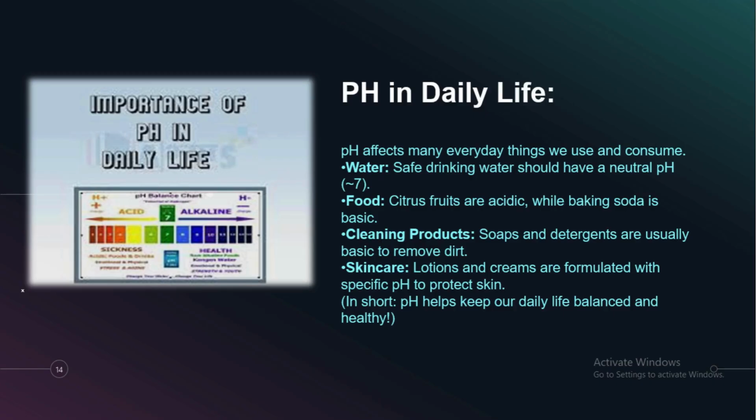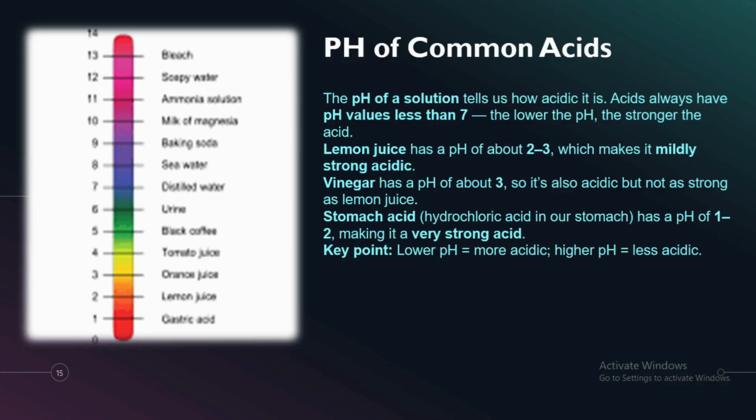For example, safe drinking water should have a neutral pH, which is 7. Foods such as citrus fruits are acidic, while baking soda is basic. Some cleaning products like soap and detergents are usually basic to remove dirt. Some skin care products like lotions and creams are formulated with a specific pH to protect the skin. So in short, pH helps keep our daily life balanced and healthy.